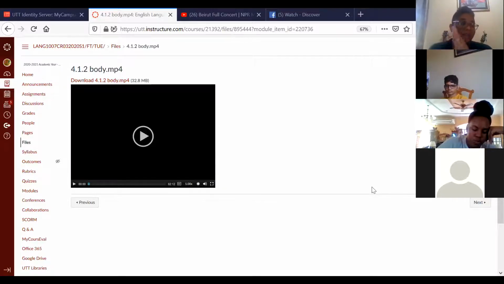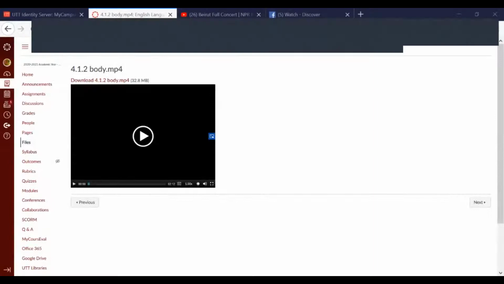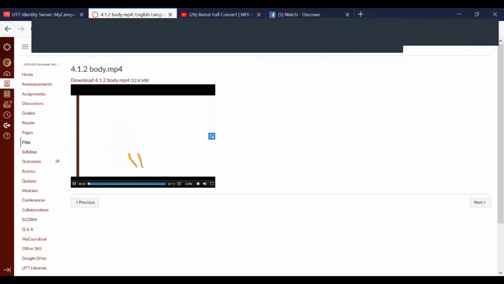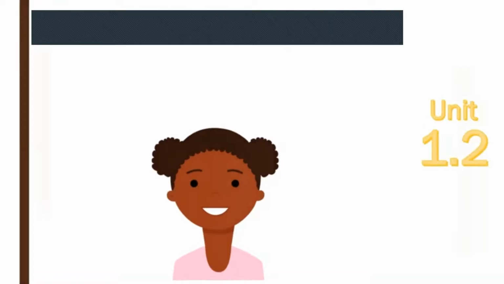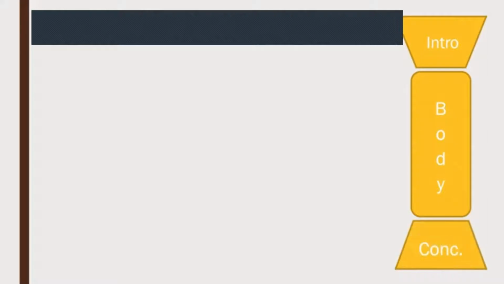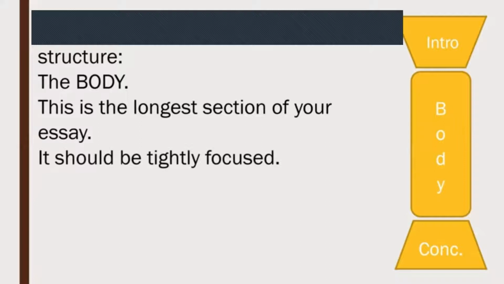So we remember what goes into the introduction. What follows here are what goes into the body and what goes into the conclusion. I just wanted to make sure that you remember what goes into an introduction, right? And what follows here will be the rest of your essay.